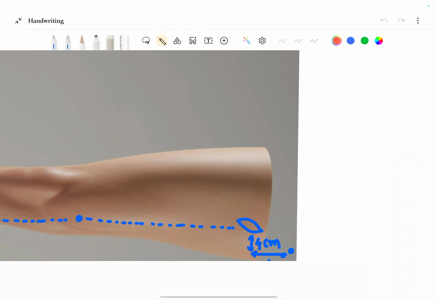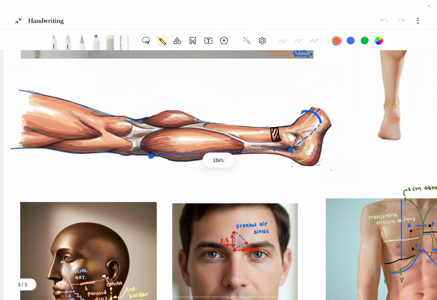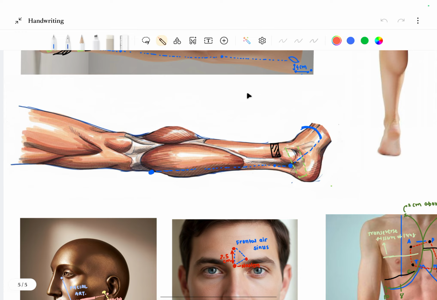So that is about the femoral artery, and here your whole lower limb is finished. Now let us go to the HFN.